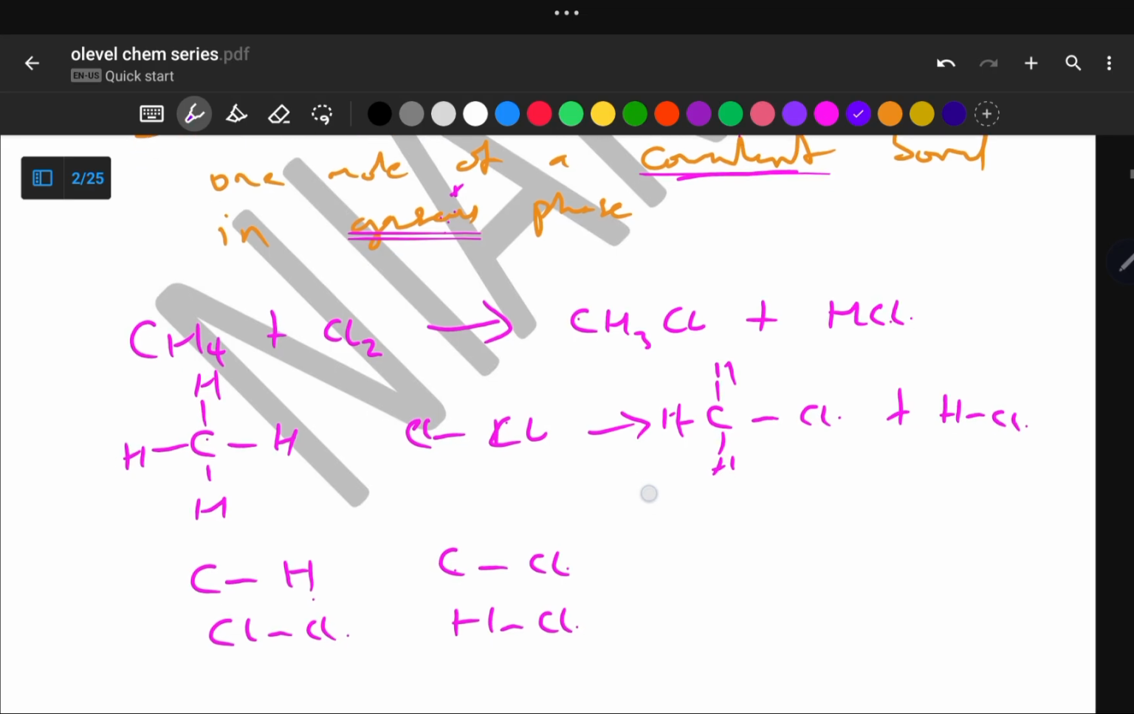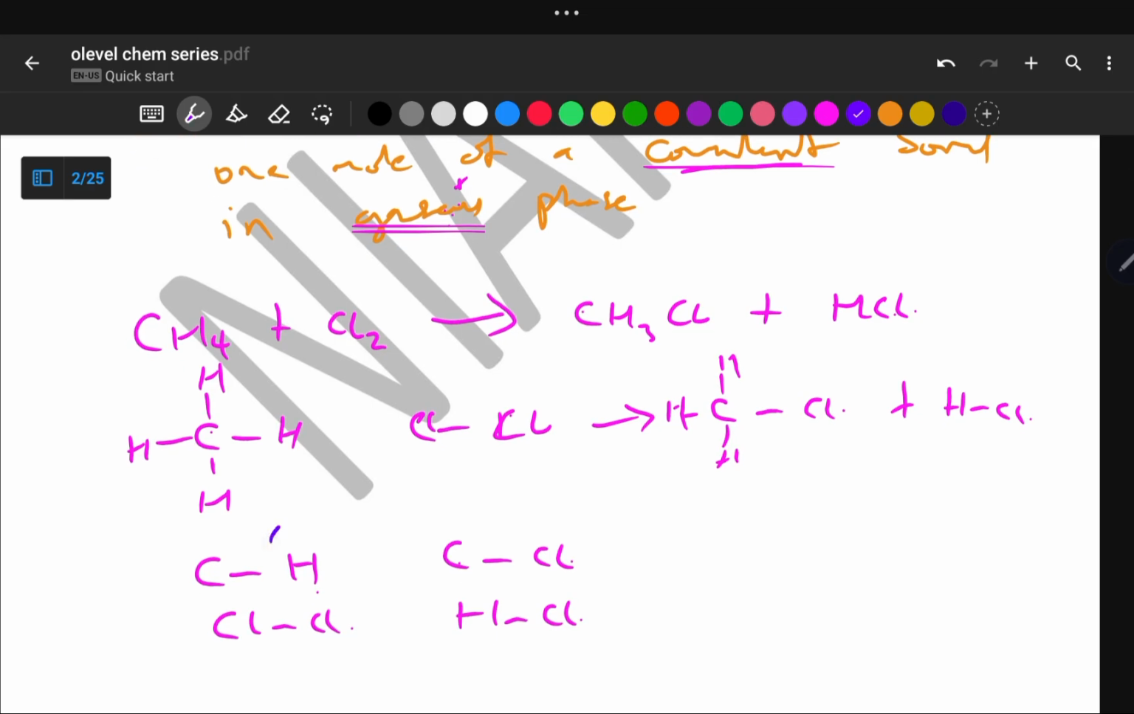So the carbon to hydrogen bond is equal to 412 kilojoules per mole, and then the chlorine to chlorine bond is equal to 242 kilojoules per mole, and then the chlorine to carbon bond is approximately equal to 338 kilojoules per mole, and then the hydrogen to chlorine bond is equal to 431 kilojoules per mole. So don't worry about these bond energies, you'll be given them in the examination.